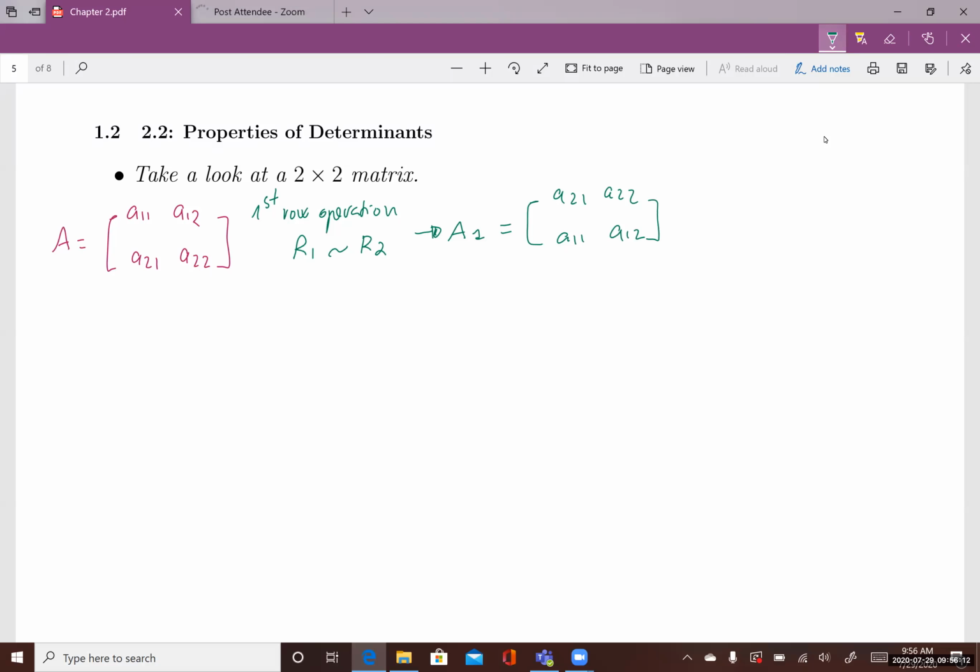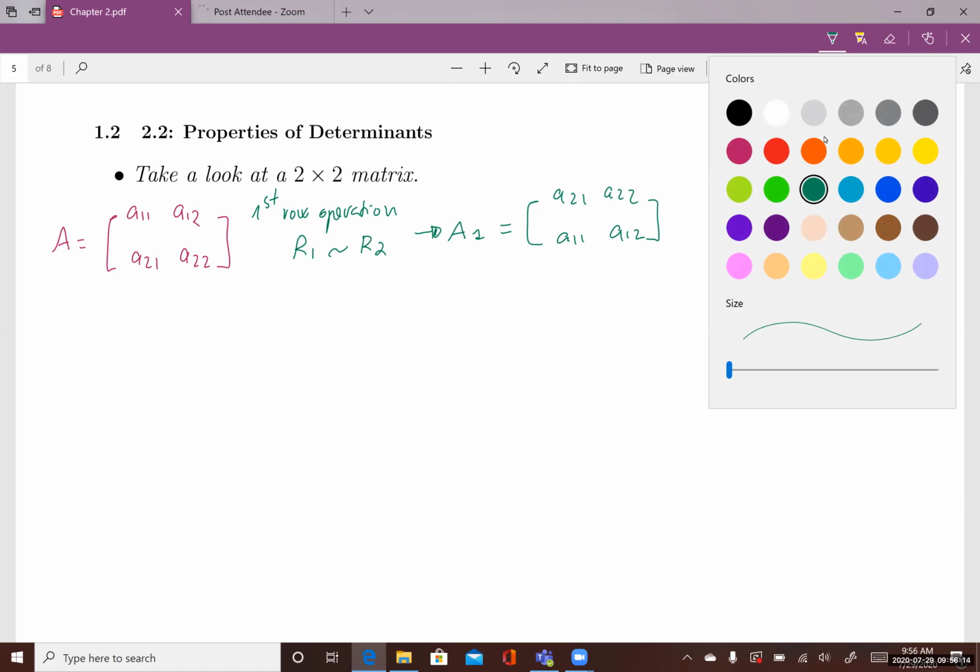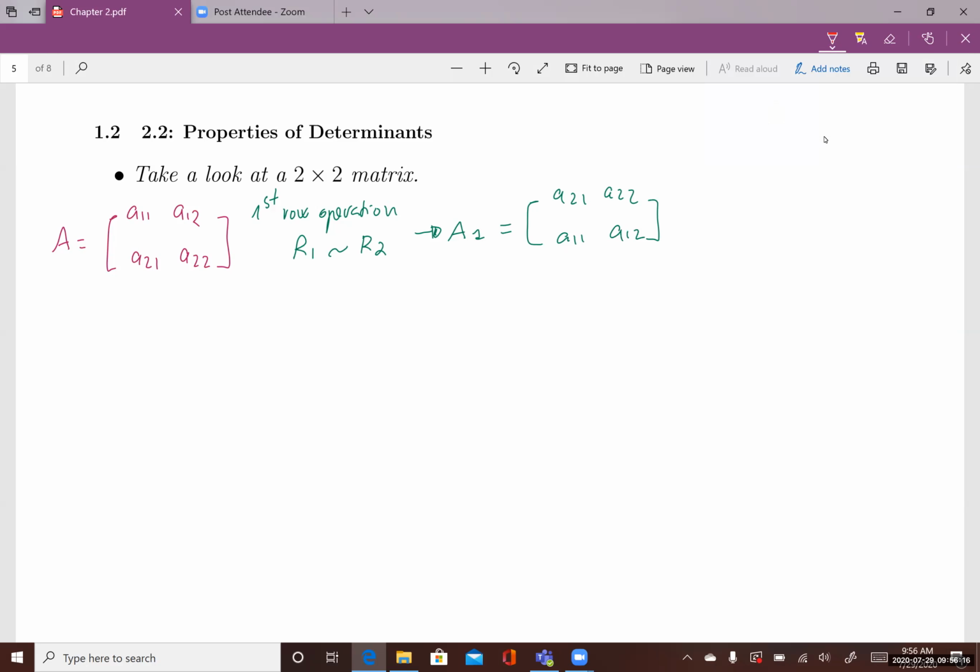And again, this is a lecture on determinants, so it makes sense to find the determinants of A. So what is the determinant of A? We know that we use cross multiplication: A11 times A22 minus A12 times A21. Okay, and then what is the determinant of A1?